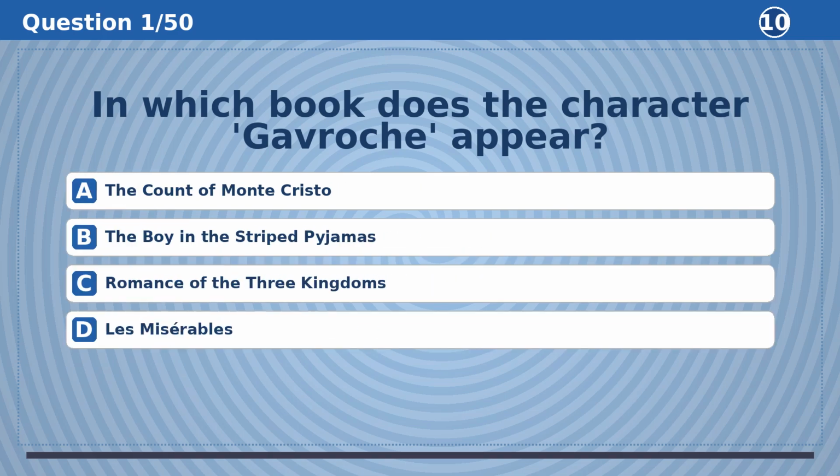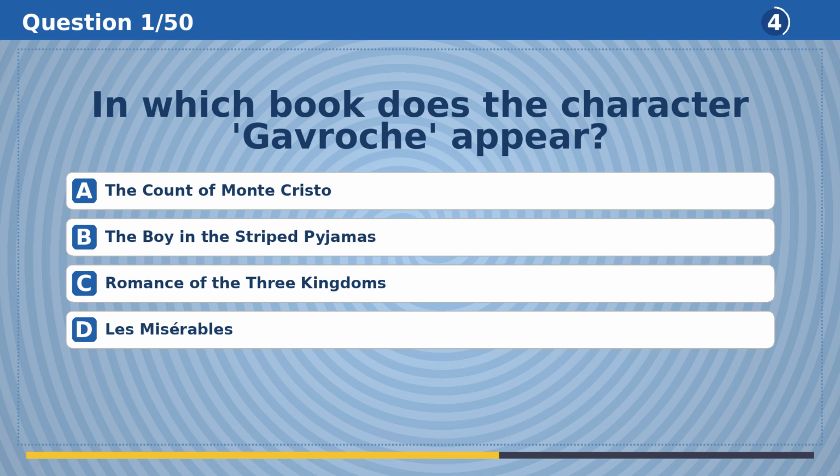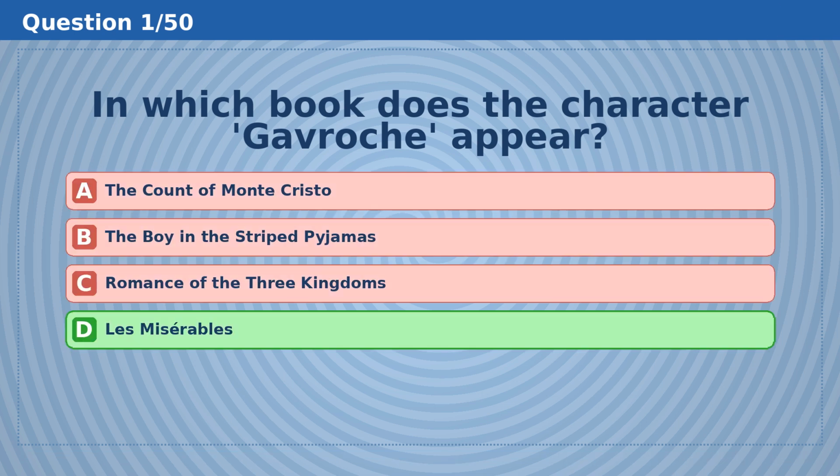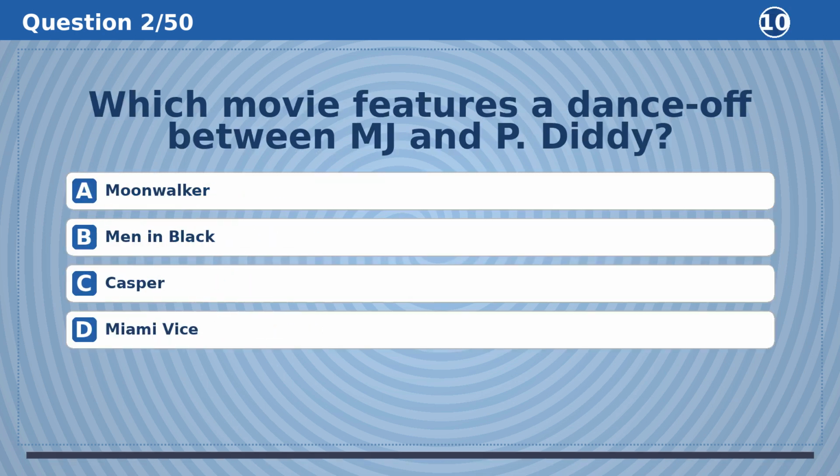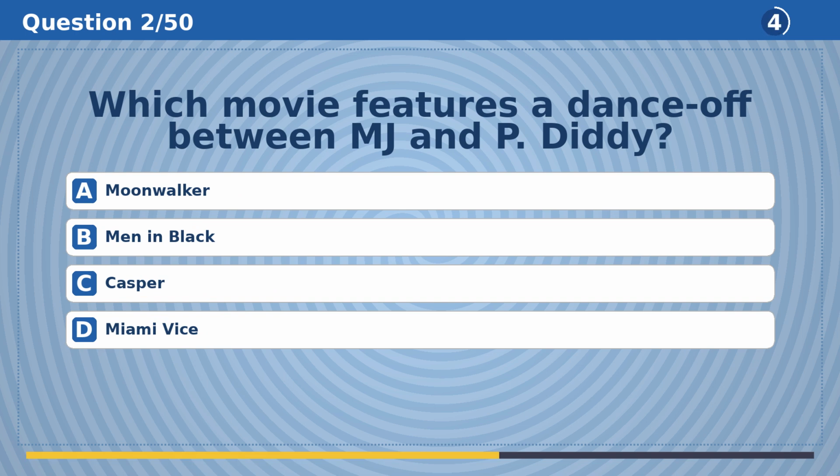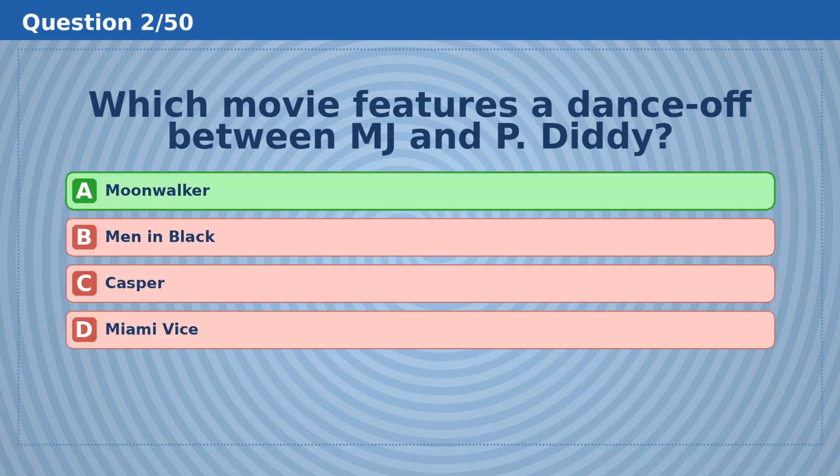3, 2, 1. In which book does the character Gavroche appear? The answer is D. Les Miserables. Which movie features a dance-off between NJ and P? The answer is A. Moonwalker.